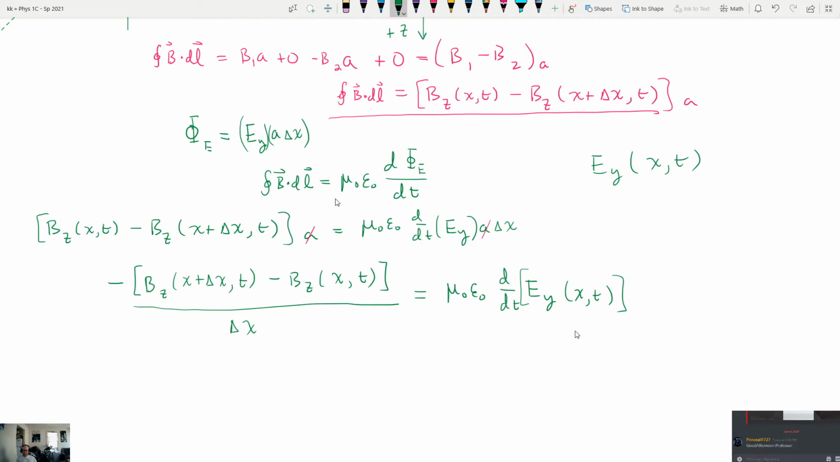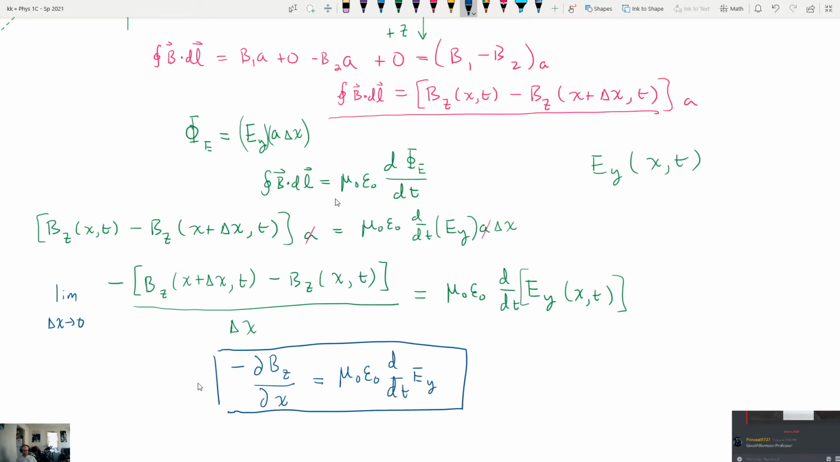Okay. And the next thing we do, like we did last time, is take the limit as delta x approaches 0. And then the left-hand side here is going to become a partial derivative. And the right-hand side is just going to be mu naught epsilon naught. There's a negative sign, because there's a negative sign here. And then d/dt of the function Ey. So this is what we got from Ampere's law.